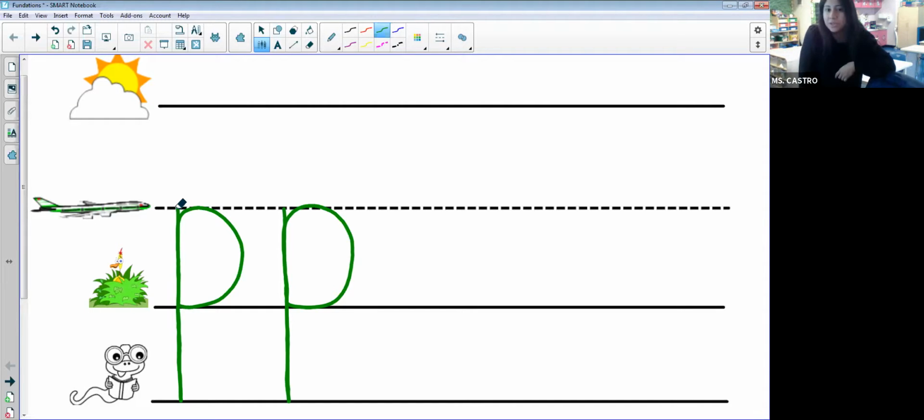So for the lowercase p, boys and girls, I like how everyone did not touch the skyline, because this is not a skyline letter. The lowercase p is a plane line letter, and it even touches the worm line. Now, some of you were doing this, what I noticed in your assignments last night, which you should not do. Some of you were doing this.